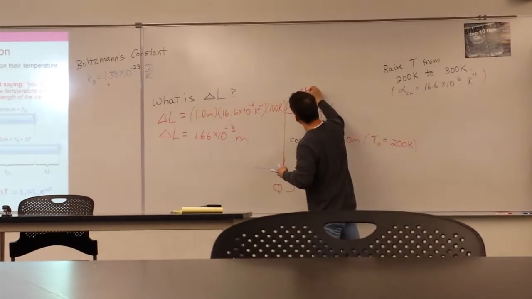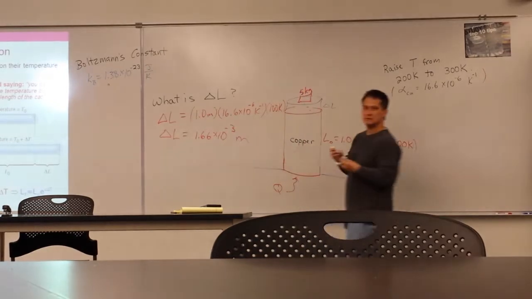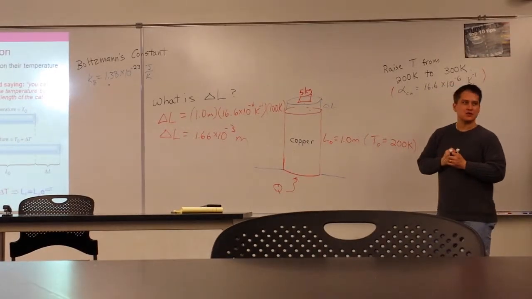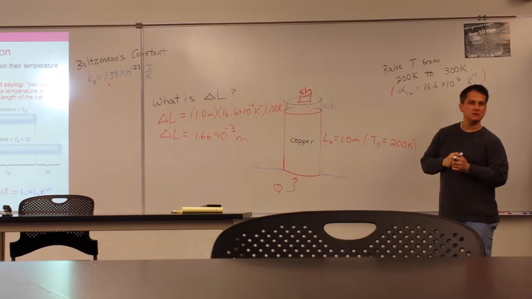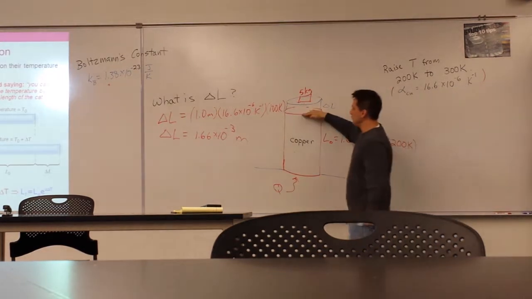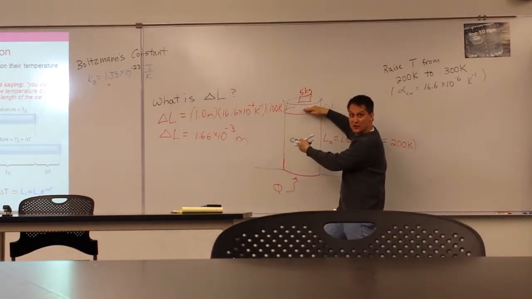There's 5 kilograms on top of it. So what happens to the 5 kilogram mass during this process? It moves up, not very much, but it moves up 1.66 millimeters.